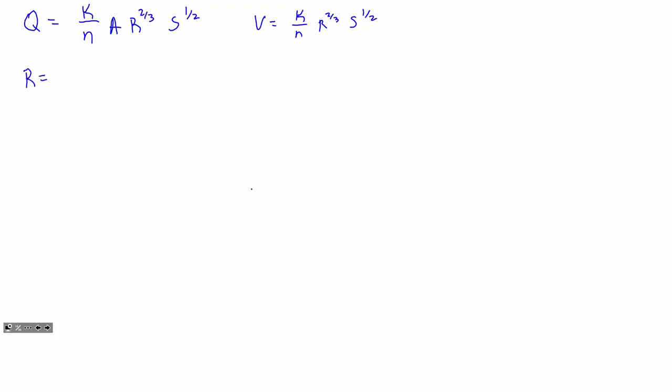R, that hydraulic radius, what's that going to be equal to? You remember from hydraulics. Anybody remember? So hydraulic radius is going to be equal to the area divided by the wetted perimeter. Okay? The wetted perimeter is basically the length that the fluid is in contact with your sewer. Wetted perimeter.